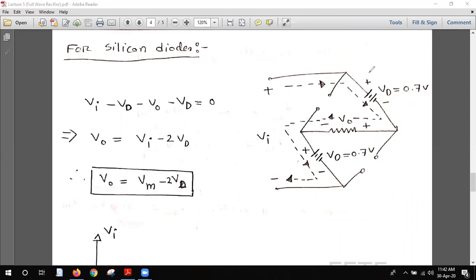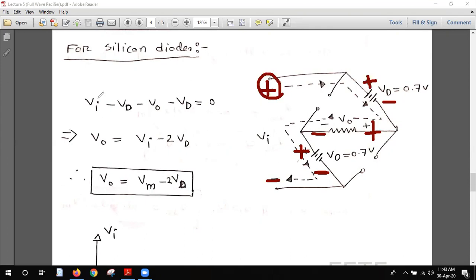We'll calculate that. Suppose this is positive, this is negative, and the same for the output VO, positive and negative. Now we'll take the KVL in this loop. Suppose we are taking the second sign, so now we'll take the second sign.